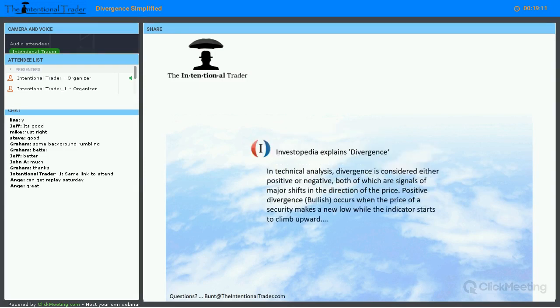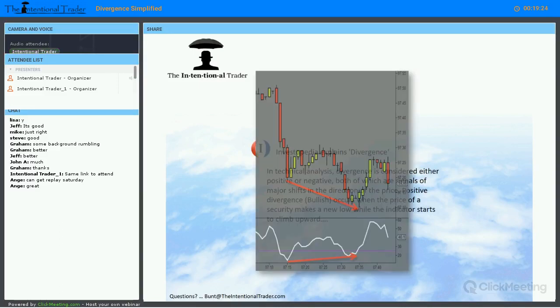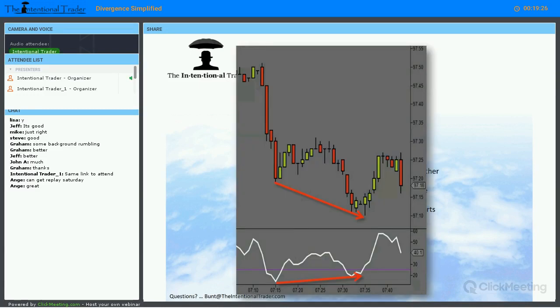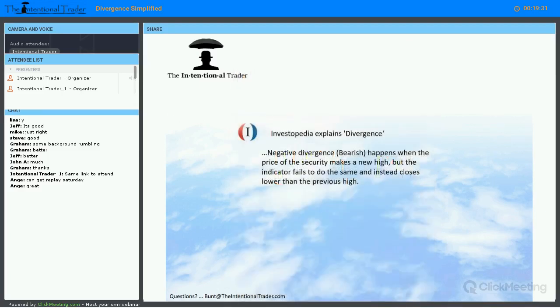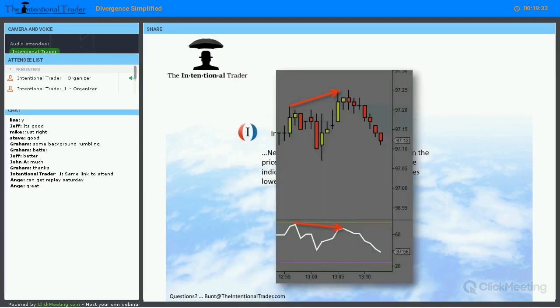Okay, so Investopedia uses a little bit different approach. Divergence is considered either positive or negative, both of which are signals of major shifts in the direction of the price. Okay, so positive divergence is bullish. Usually that's going to foretell that price is going to go up, whereas negative would be the opposite.